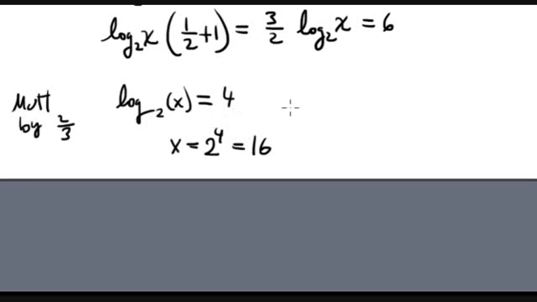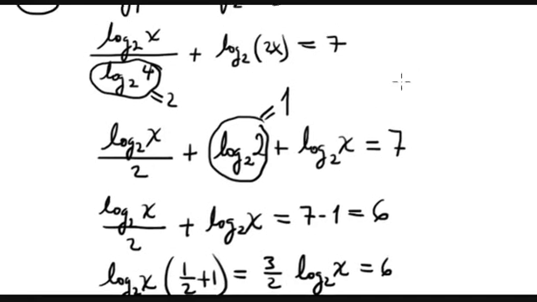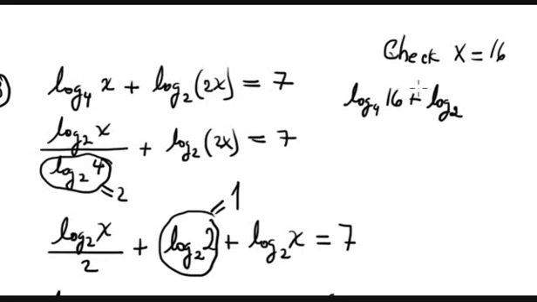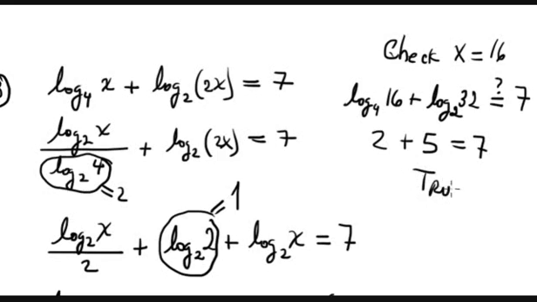Okay, now checking here. So checking x equals 16. It's logarithm base 4 of 16 plus logarithm base 2 of 2 times 16, which is 32, should be 7. Okay, this is 2 and this is 5. This is 7, which is true. Now it is obvious that the solution set is equal to 16.